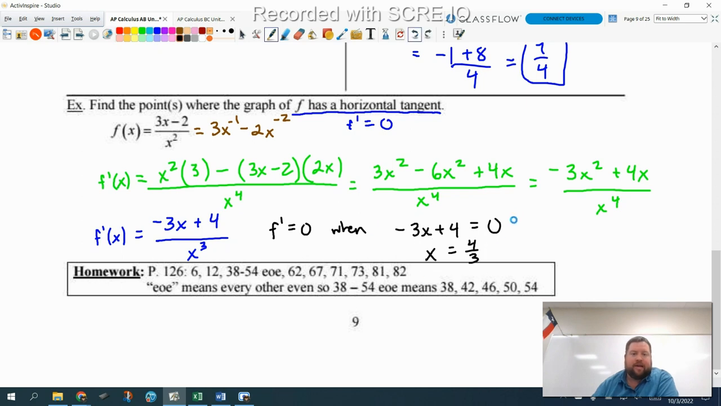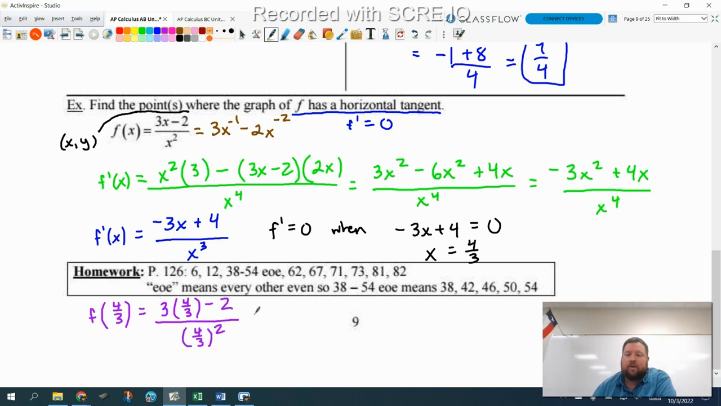Let me not box that. That's not my answer. That's the x value of my answer, but it did say point or points. So remember that means an x and a y. So I need to plug that number back in to find my y value. So f of 4/3. So that's going to be 3 times 4/3 minus 2 divided by 4/3 squared. All right, so the 3's cancel. 4 minus 2 is 2. And then 4/3 squared is 16 over 9. Multiply by the reciprocal, so 2 times 9 over 16. And then the 2 and the 16 reduce, so you get 9 over 8. All right, and that's my y value.